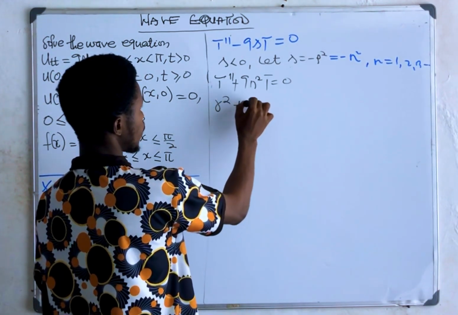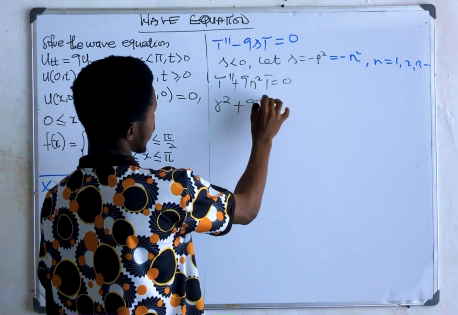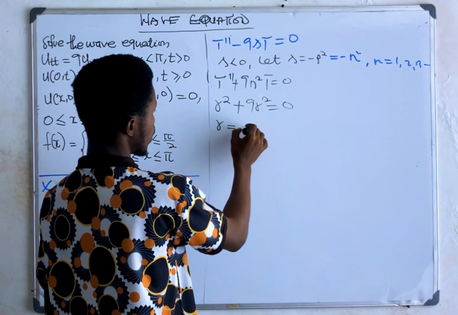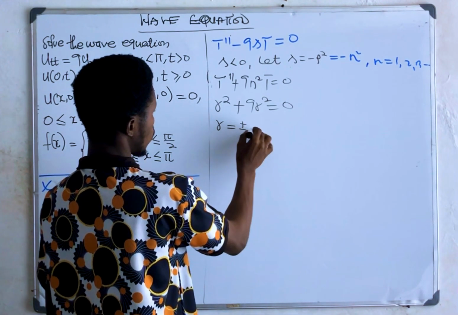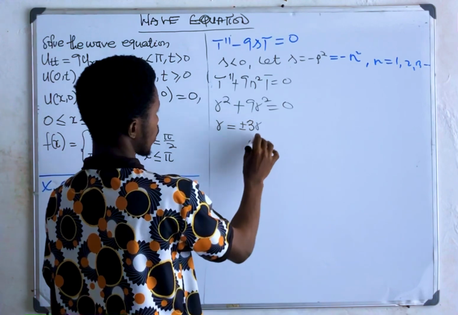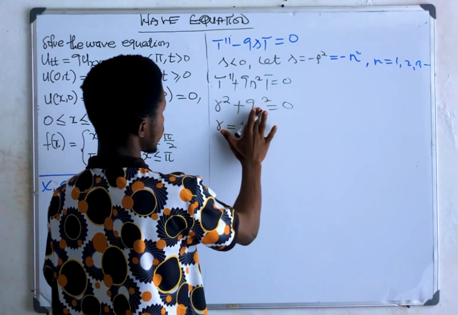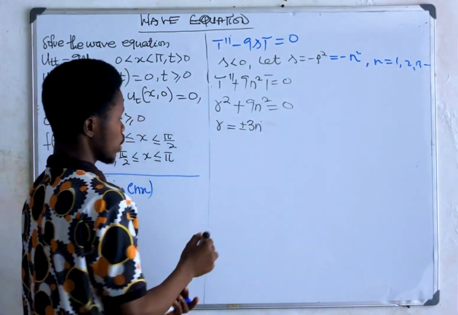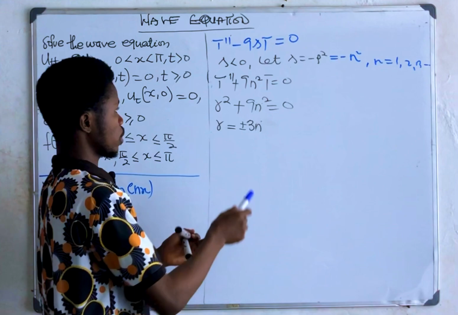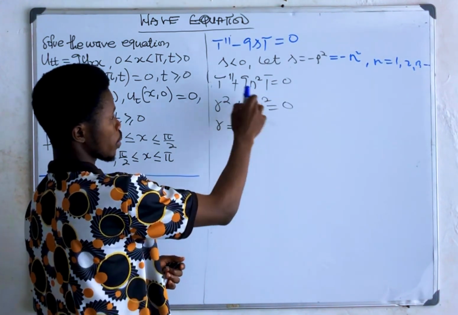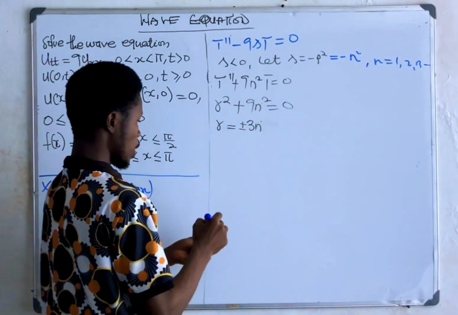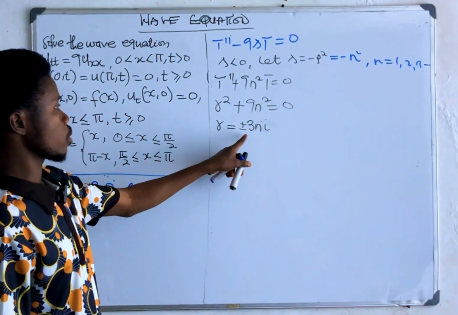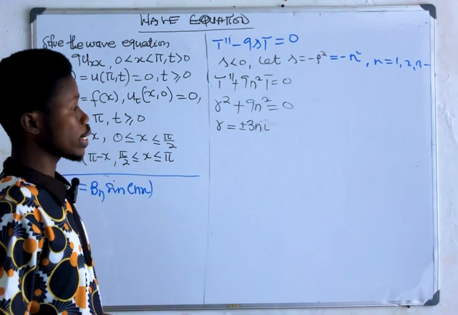R squared plus 9n squared equals 0. And that my R will be equal to, if you send this one, then it will become plus or minus 3, sorry, this is supposed to be n squared. 3n squared. So the n, the square will not come again, right? If you are confused, send this one to this place, become negative, take square root. So there will be i. So you are going to have r equals plus or minus 3n i.